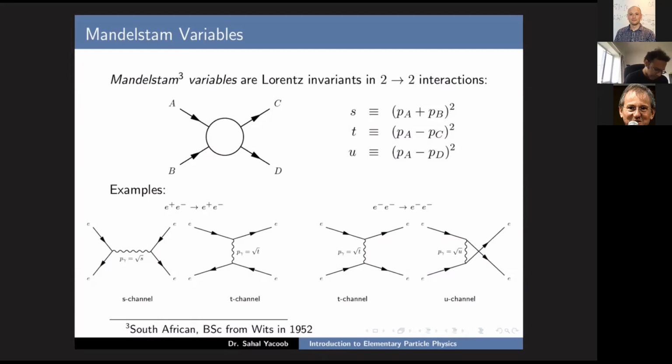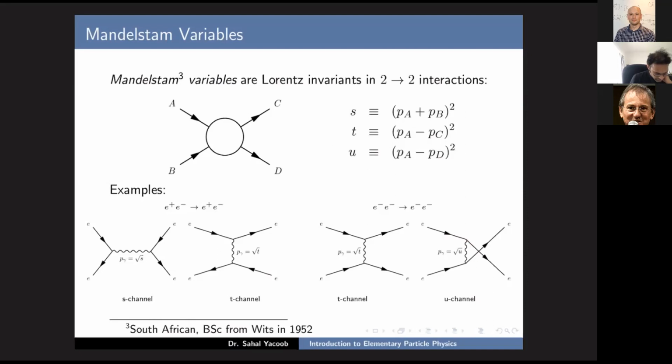And the U channel is interesting. It looks like I might be playing a trick on you. The U channel cross section is where we look at the difference between particle A and particle D. And the fact that the U channel is different to the T channel has to do with how we do the calculations. We do integrals over the four momenta of A, B, C, and D. And that's why PA minus PD is slightly different.